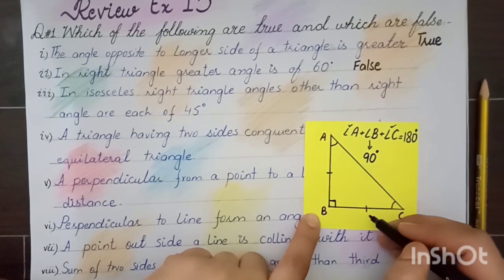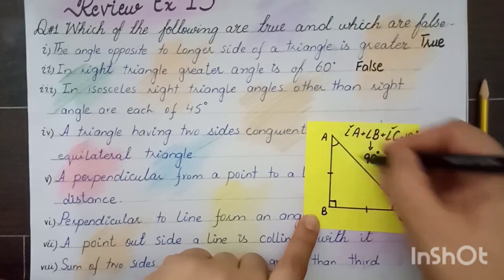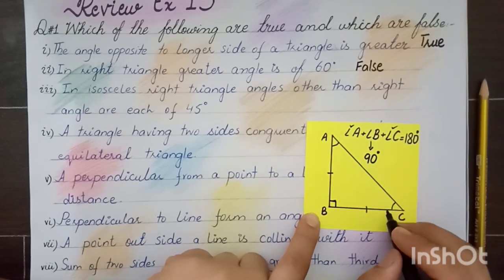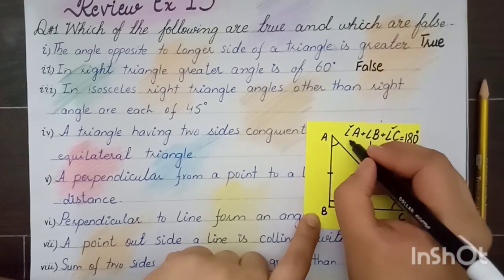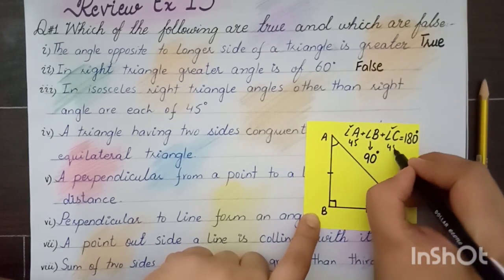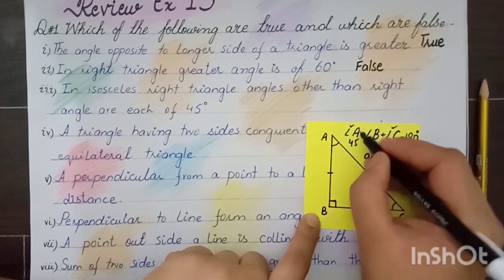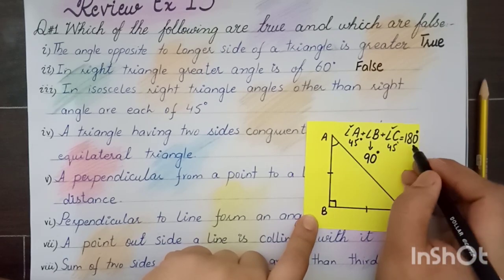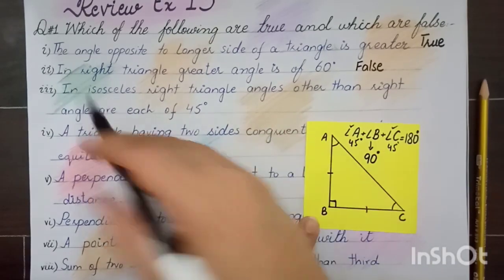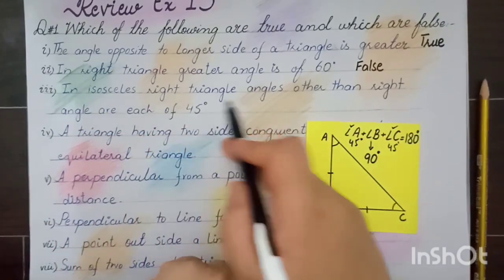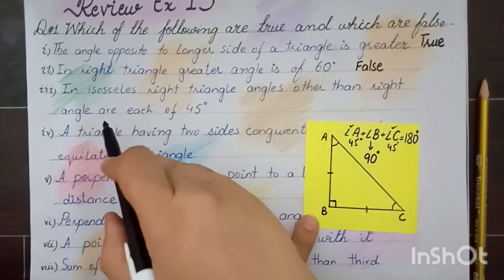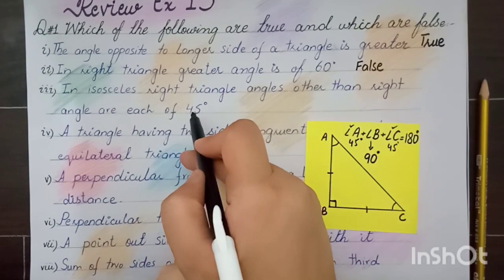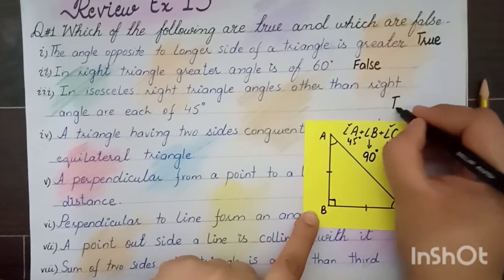If two sides of a triangle are equal, then the two angles which are opposite to these two sides are equal in measure. So if one angle is 45 degrees, the other one is again 45 degrees. After adding these three angles, we get 180 degrees. So this is true. In an isosceles right triangle, other than the right angle, the remaining angles are of 45 degrees. So this is true.